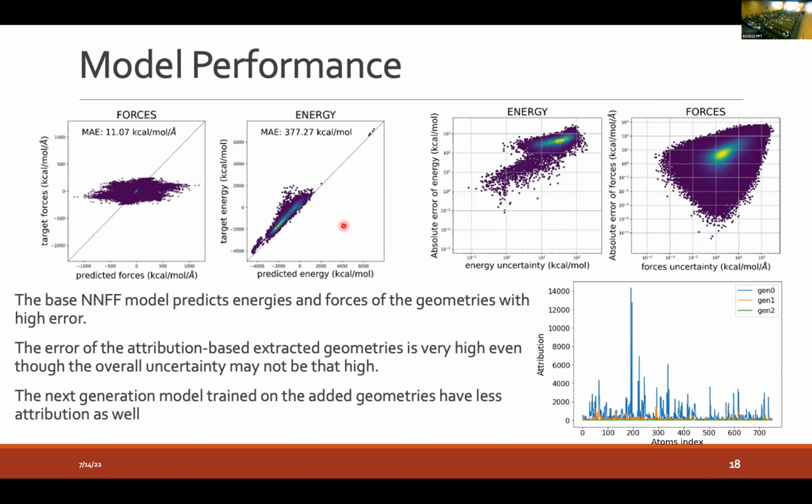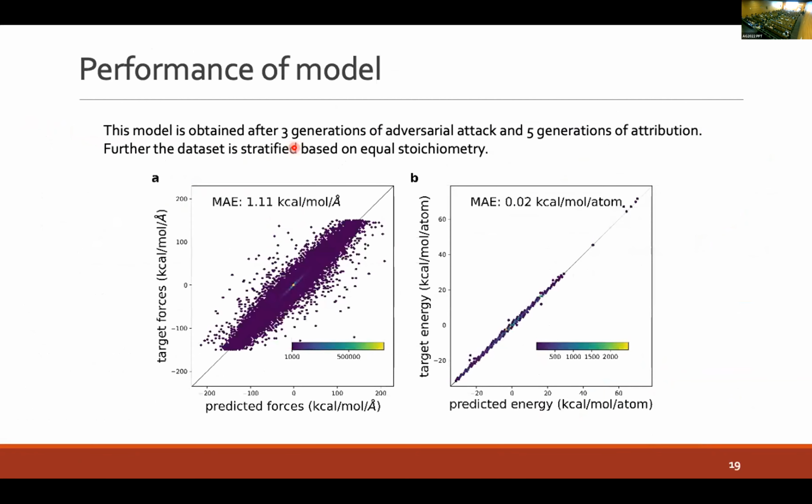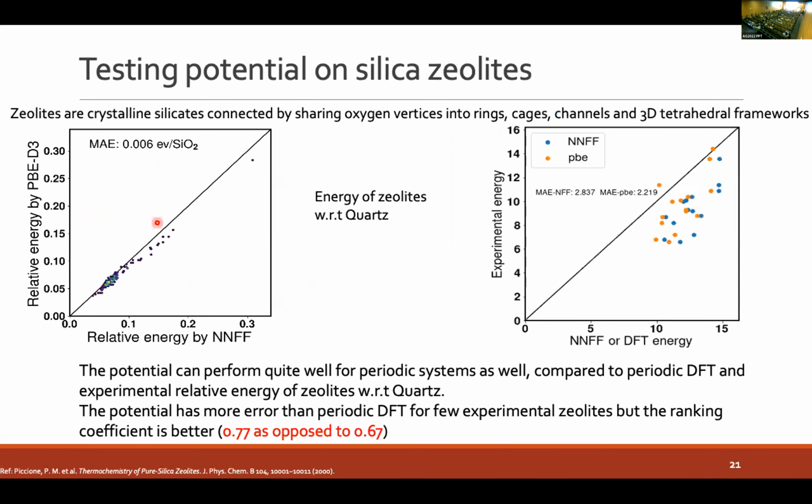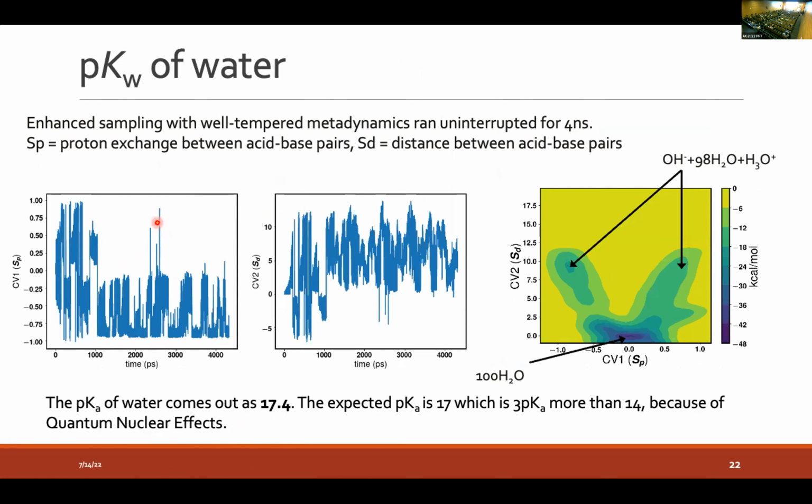So we went from, you know, an 11 kcal, 300 kcal per mole error on the active learning to 1 kcal per mole, 0.02 per atom, because some of the frames are bigger than others. And we've got a really fun reactive water potential that gets us the right diffusivities, the right structure for water. Well, it's a little bit overstructured there, but works for silica too. It gets us the right energy for quartz and for zeolites, and it gets us a reasonable pKW of water with metadynamics.